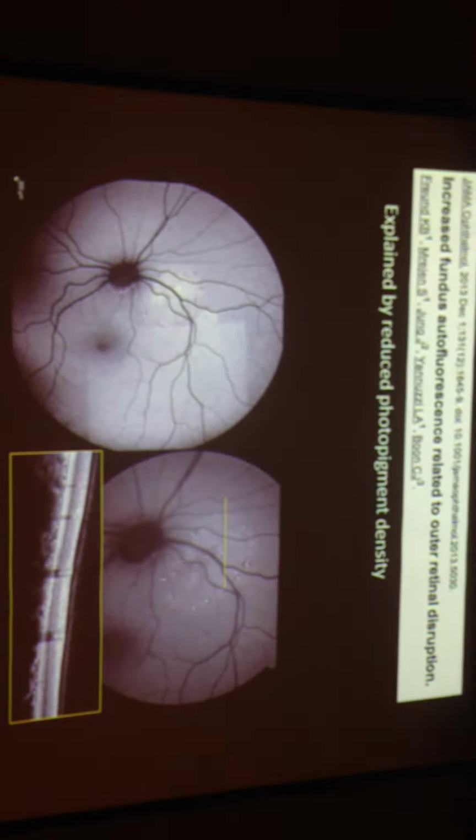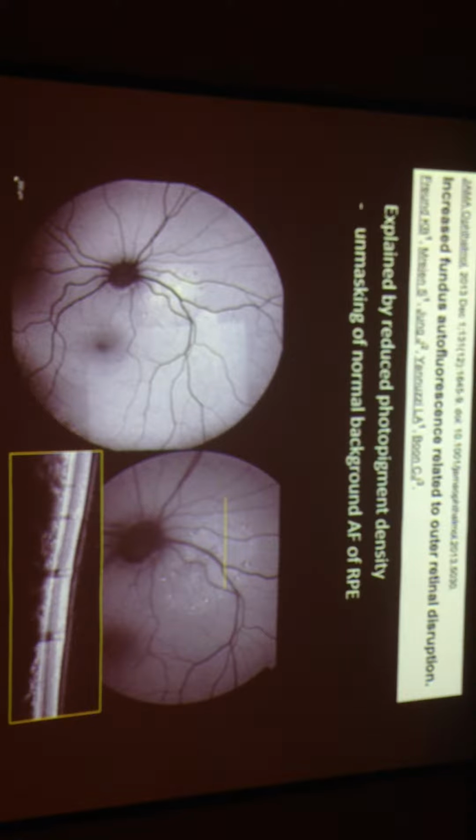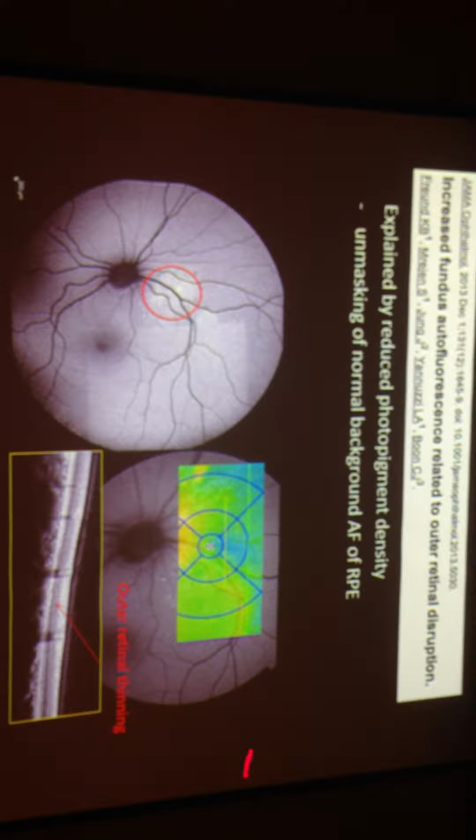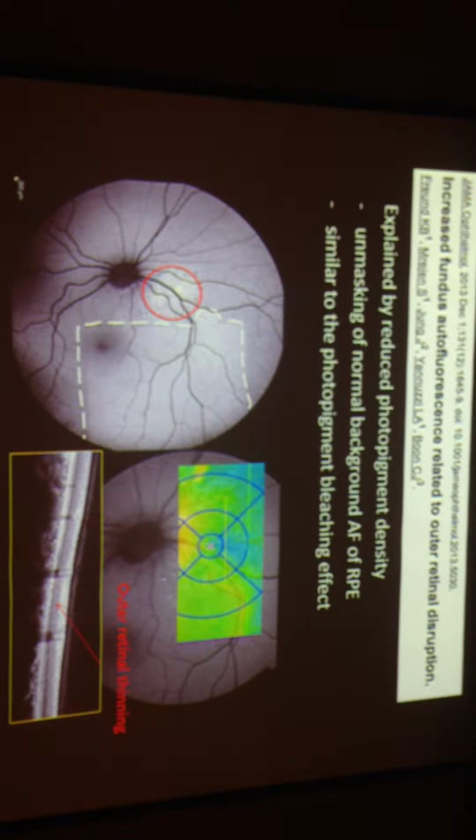So the reason for that is an increased fundus autofluorescence related to outer retinal disruption, which can be explained by reduced photopigment density and the unmasking of the normal background autofluorescence of the RPE, which is similar to the photopigment bleaching effect. So you see here this area of hyper-autofluorescence, and you have an area here which shows up as outer retinal thinning, and that's where you get the autofluorescence, similar to the photopigment bleaching effect that I mentioned.